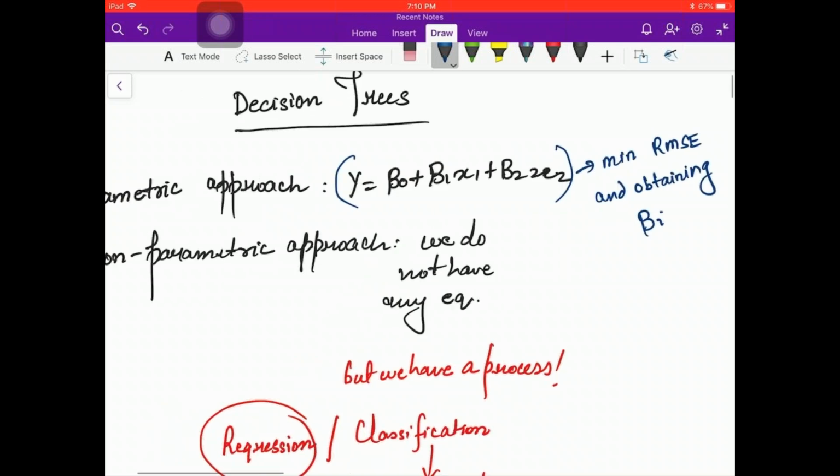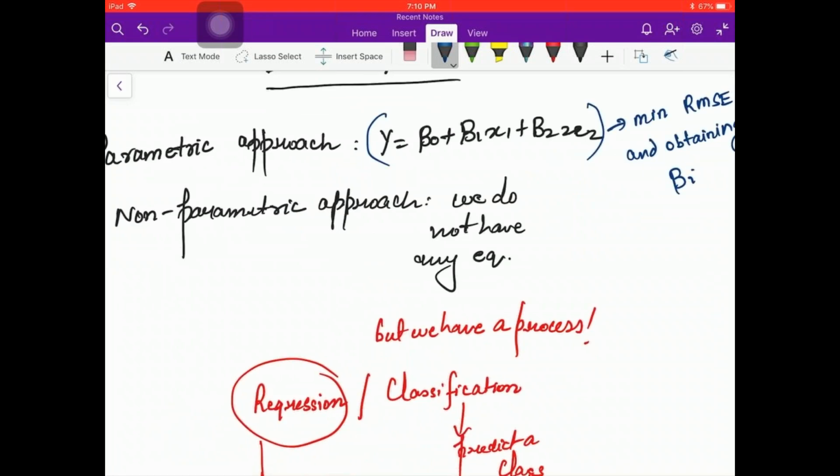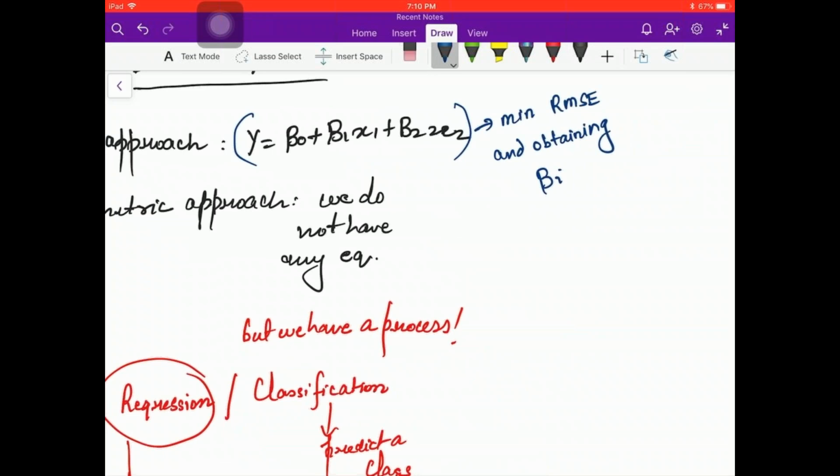Now in a non-parametric approach, we do not have an equation, we have a process. Decision trees is basically a process where we are partitioning the variable space and finding the appropriate prediction within that space. For example, if my data is two-dimensional, and class one, the yes, is these all variables, and these are no. So decision trees is basically having partitions.